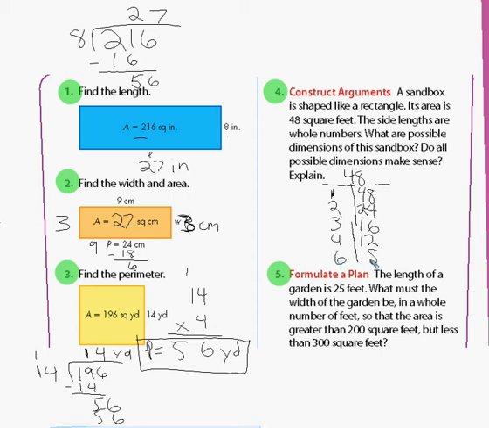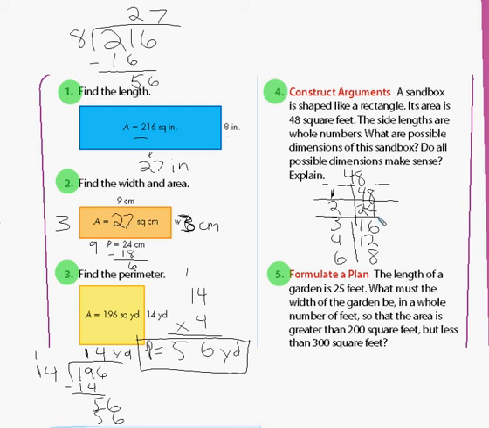We know it's 48. So the question right there is asking, do all possible dimensions make sense, and explain. Okay, and we'll look at the 1 by 48 right there. 1 by 48 doesn't make a lot of sense. That would be just like the tiles on the floor are 1 foot. That'd be just like 48 of these tiles in a row. That would be a sandbox. And that really doesn't make a whole lot of sense. And even a 2 by 24 would just be a 2 foot wide sandbox by 24 foot long. And that doesn't make a whole lot of sense either.